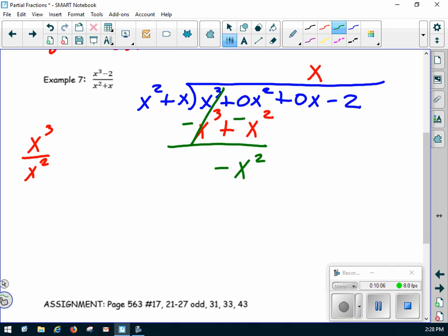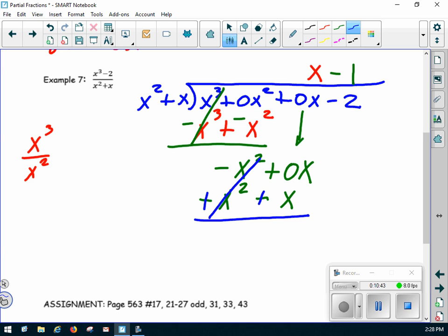What do we do now? Good. Bring down. First divided by first. Second. Negative 1. Negative 1 times x squared plus x. What now? Subtract, which means change the signs. Good. Bring down.